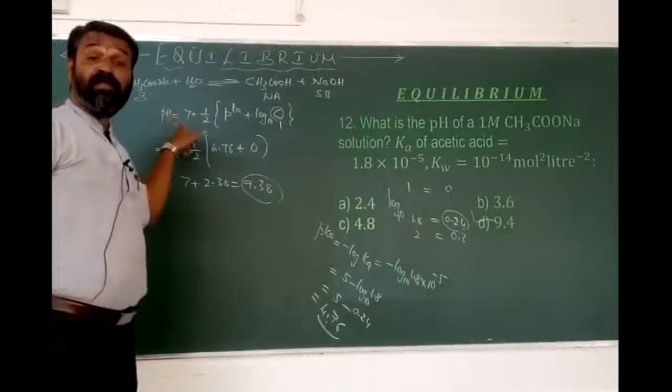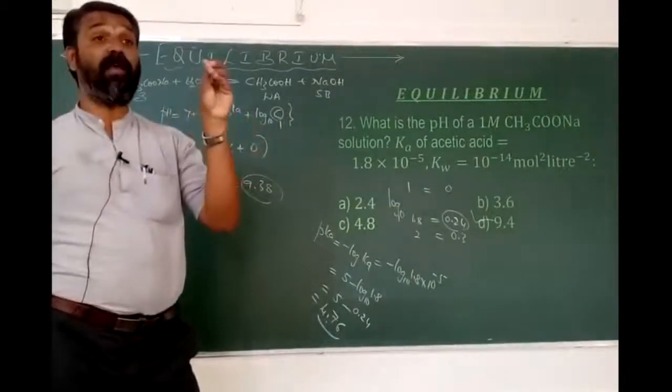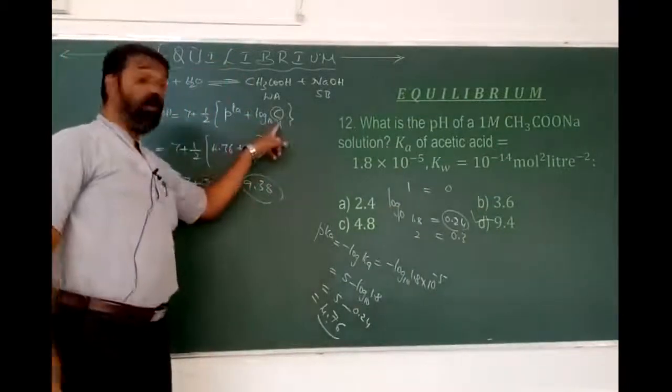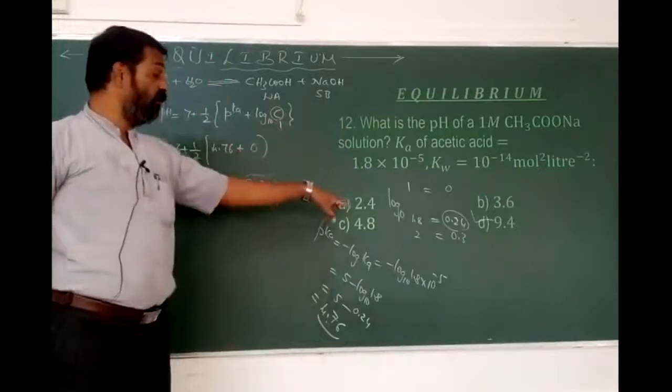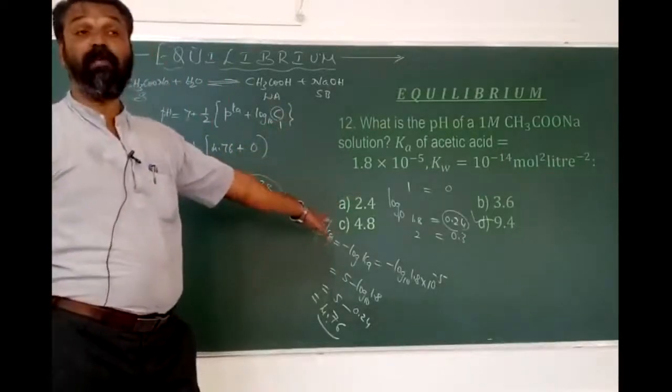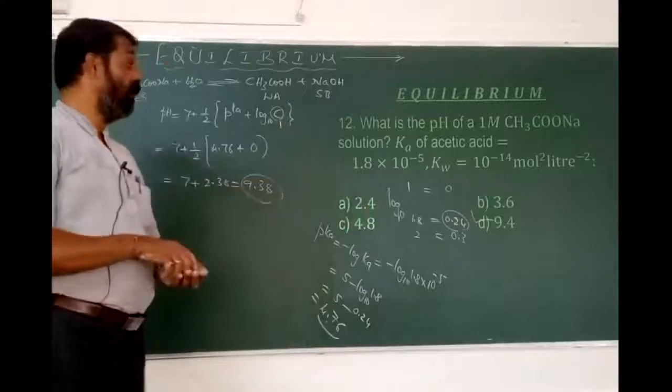What is that? pH is equal to 7 plus half of pKa plus log of concentration. First you have to know the value of pKa, that is, how to calculate the pKa. pKa is equal to negative log of which one? Ka. Okay.